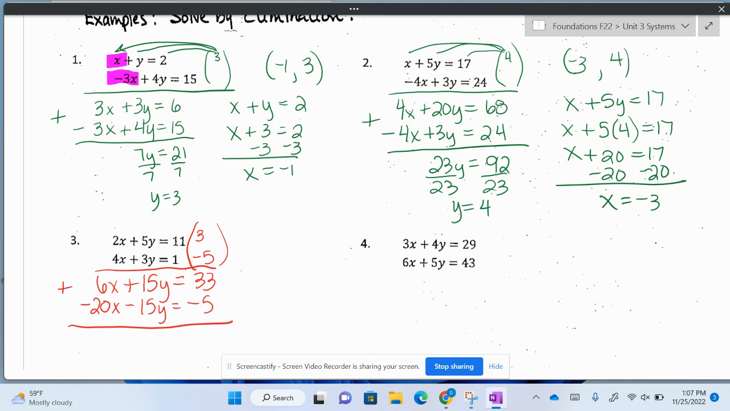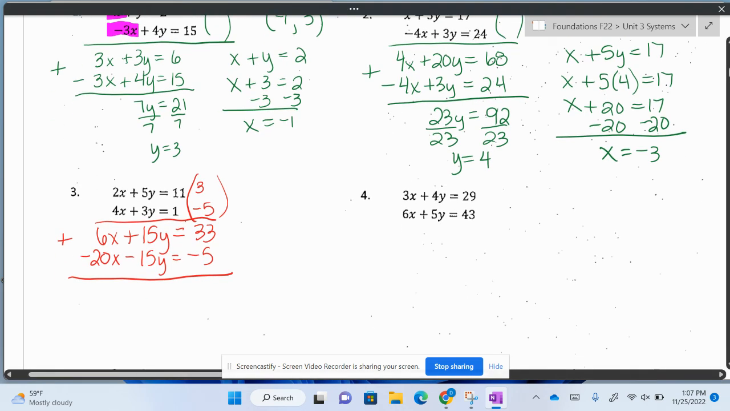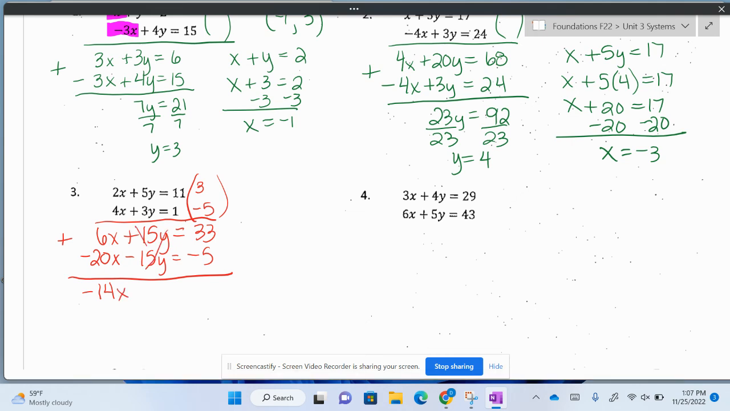Again, I'm still going to add these two equations together. So a positive 6 and a negative 20 equal a negative 14x. Positive 15y, negative 15y, these cancel out. 33 minus 5 is 28. Divide both sides by negative 14, and I find out that x equals negative 2.